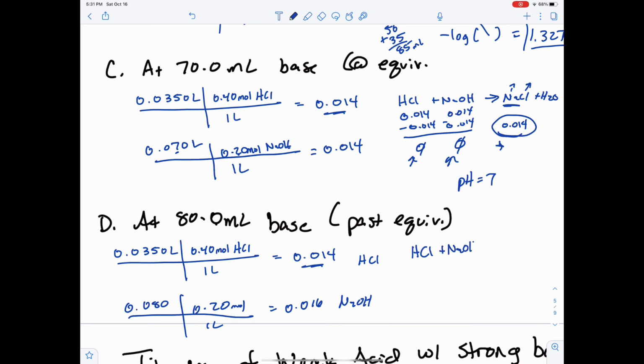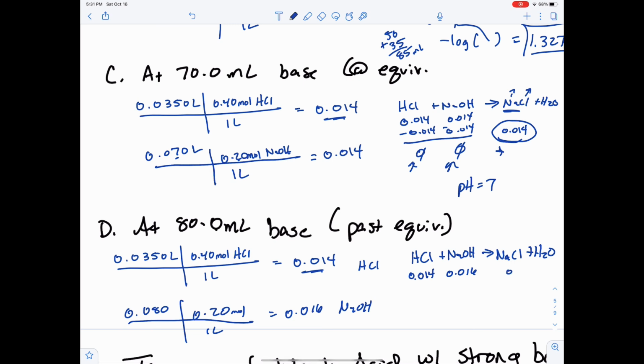All right, so we're writing out the equation over here. HCl plus NaOH goes to NaCl plus H2O. The 0.014 stays. Then we have the 0.016 and 0 product to start with. Notice the HCl is now finally the smaller number. That's the number we're going to subtract from both at this point, 0.014. And we have 0.002. We do make some NaCl, but remember we already said that that was neutral, so it's not going to matter.